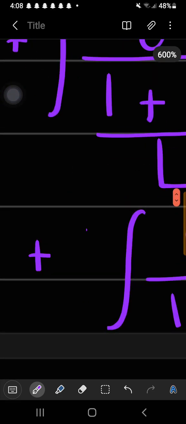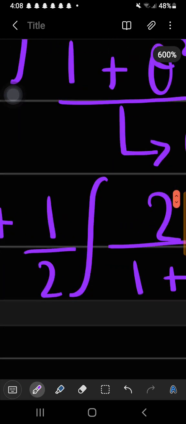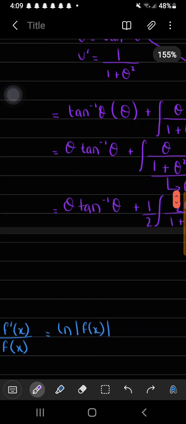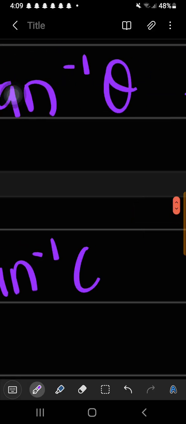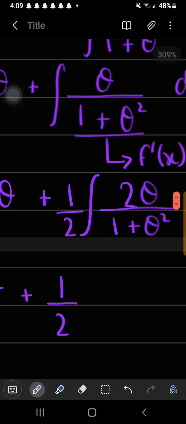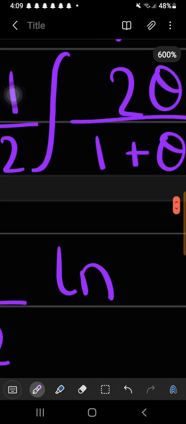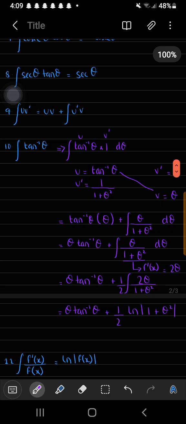To balance this, we will divide 1 upon 2 here, multiply 1 upon 2 here. Okay, so if you look at this, these 2 cancel, but we don't want it. By using the shortcut we can write theta tan inverse theta plus 1 upon 2 ln(1 plus theta square). So here we derive the integration for tan inverse theta.